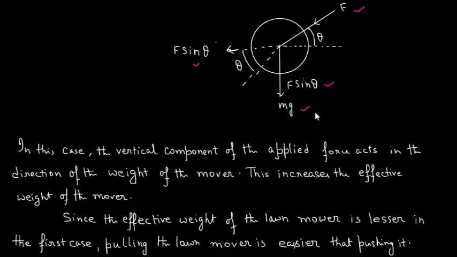So vertical component F sin theta and mg are in the same direction, so it increases the weight of the mower. Since the effective weight of the lawn mower is lesser in the first case, pulling the lawn mower is easier than pushing it. But in this case, what happens? It is more effective. mg and F sin theta both are acting downward, so it is difficult to push it.